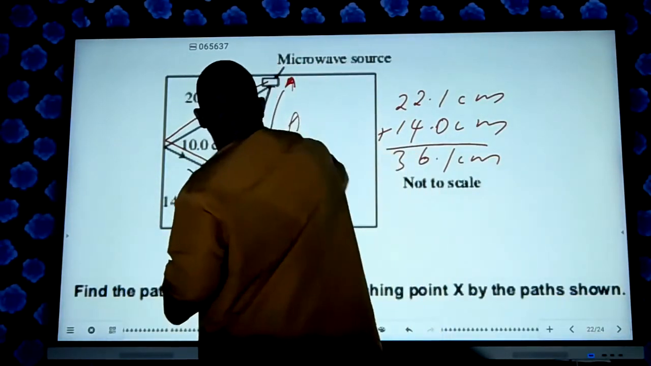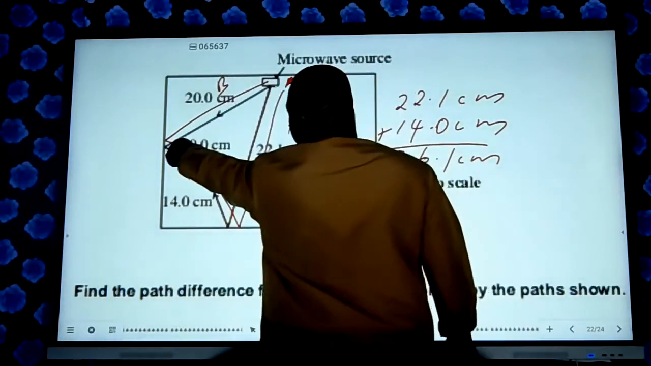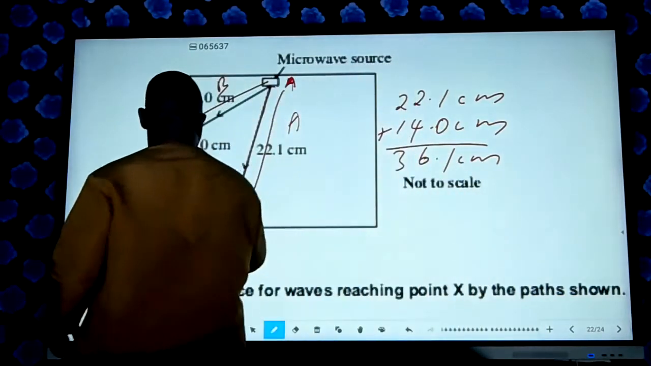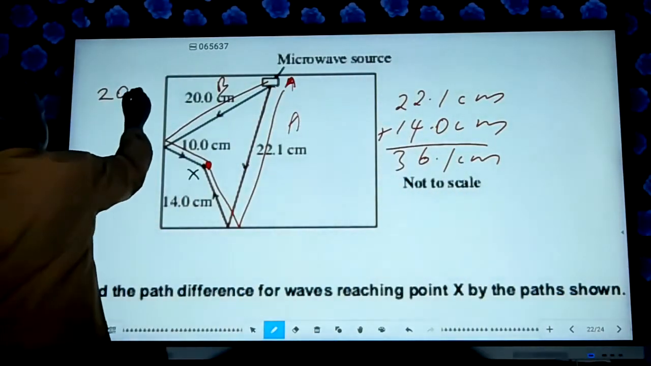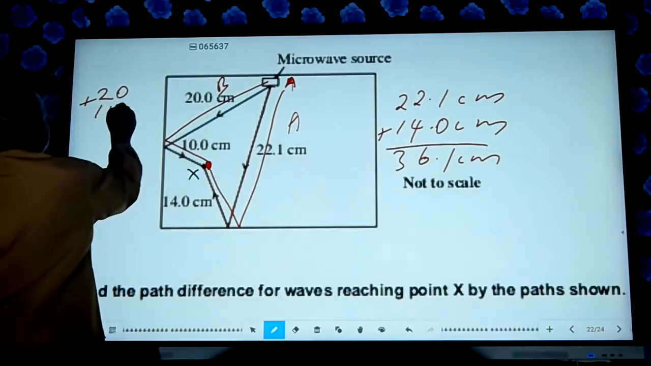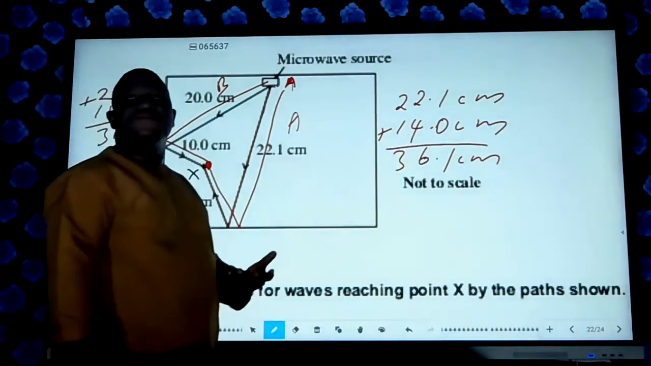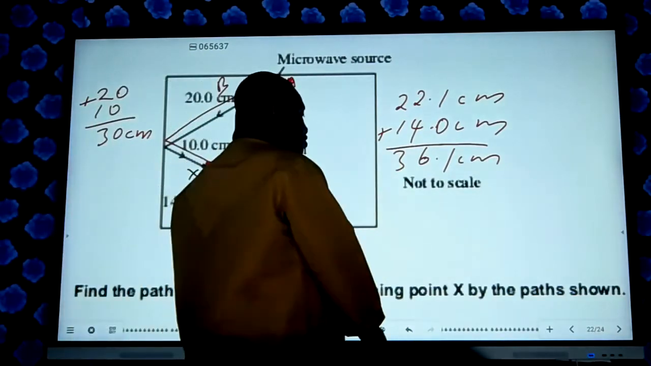And part B, which is coming from the microwave through 20 and 10. So you calculate that, and 20 plus 10 centimeter gives you 30 centimeter. So you have two different paths for this microwave. So these two paths I've created for you.